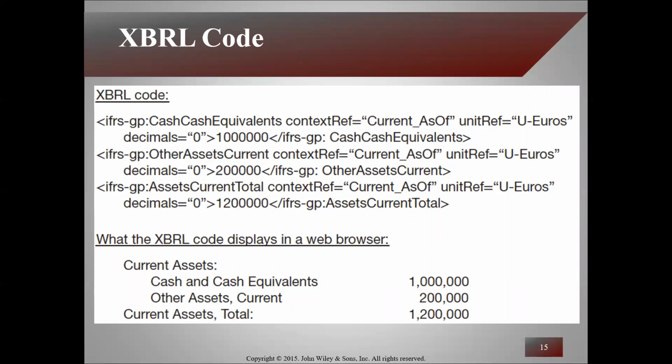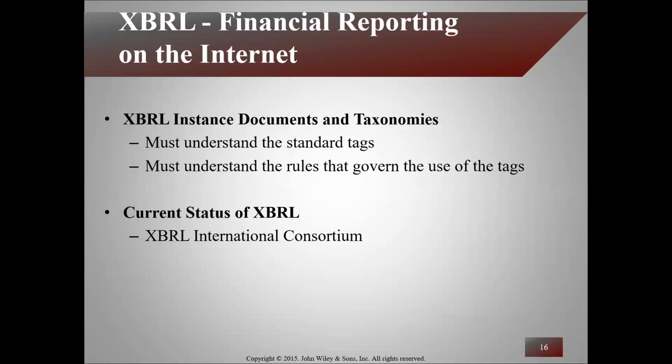Here's an example of an XBRL code and what the code creates. Here you see the XBRL code. This is the tag we were talking about. And at the bottom, you see how the XBRL code is actually displayed in a web browser. XBRL documents are called XBRL instance documents, and they're called that because they are examples of a class of documents defined by a standard or a specification.